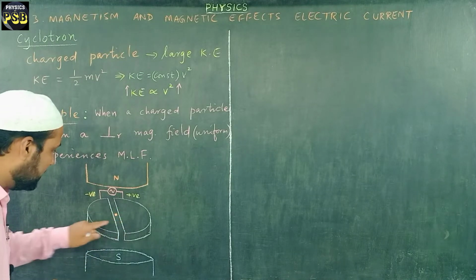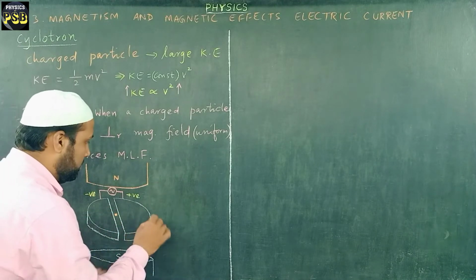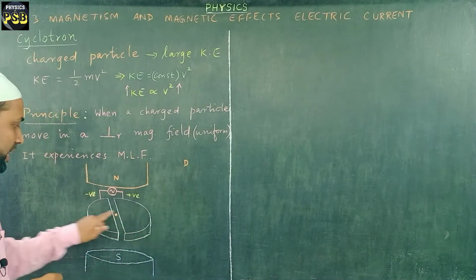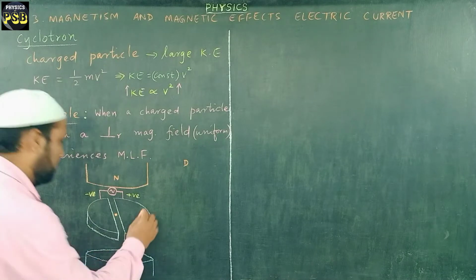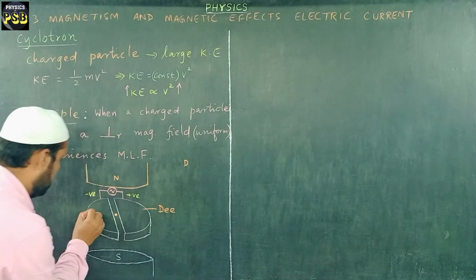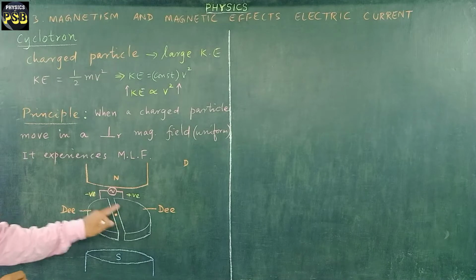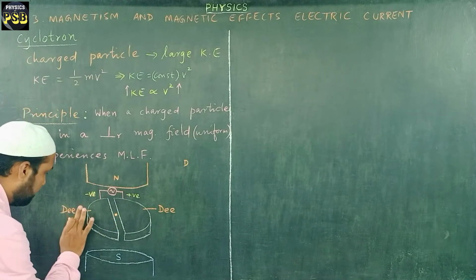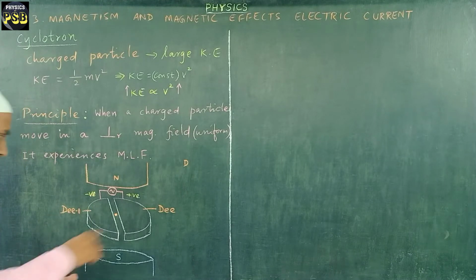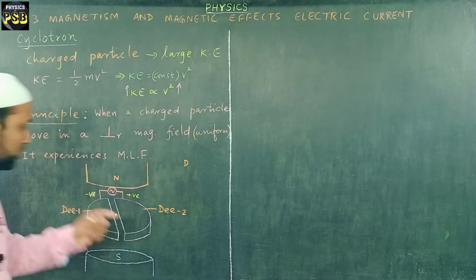Now, if you look at these metal containers, they appear like the letter D. So they are named D's. These metal containers are known as D's. This is a D, this is another D. So there are two D's present in the cyclotron, called D1 and D2. This one is D1 and this one is named D2.